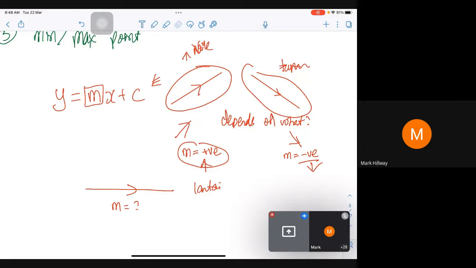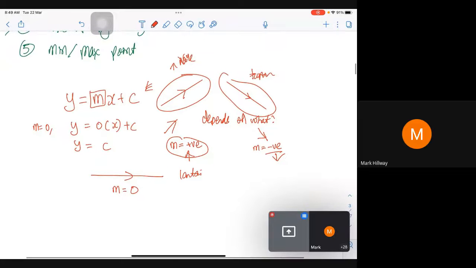How much is the gradient? 0. Very good. You see, when your gradient is 0, that means you do not have any slope, right? So let's substitute m equal to 0. That means y equal to 0 times x plus c. So y will equal to c. So what is c? c is the y-intercept, right? Mark? Correct or not?